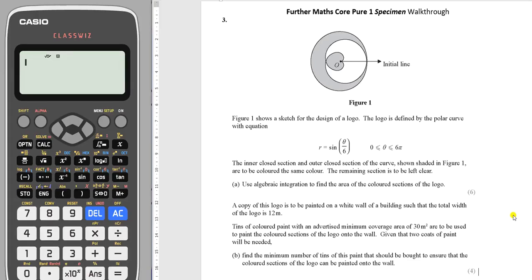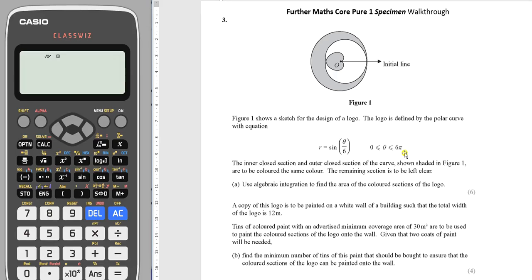Edexcel Further Maths Core Pure 1, Specimen Paper, Question 3. This is a polar curve, and we've got various sections of it shaded in, so it looks like it's going to involve the integral of a polar curve to find the area. We're given the equation of the curve, r equals sin(θ/6), and we also have the region of values of theta, so we have a domain for theta, 0 to 6π.